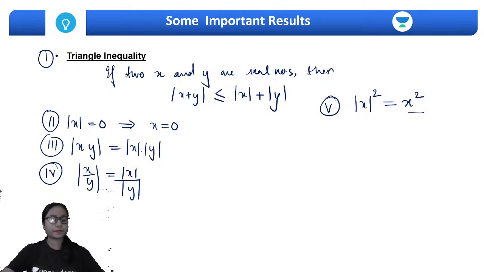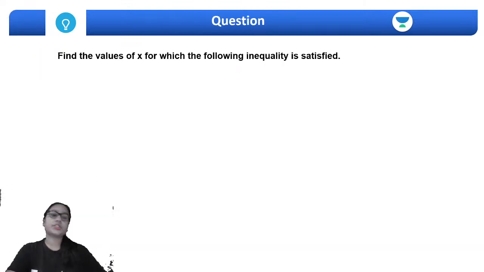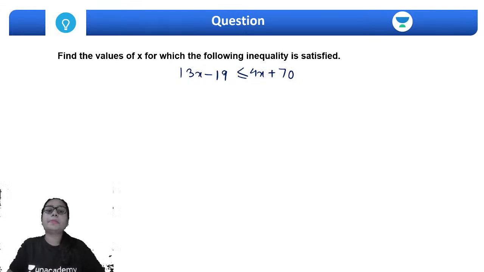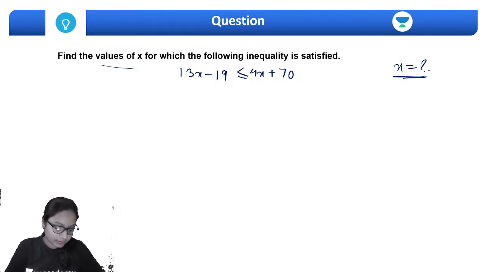Now let's move on to some questions. I'm going to give you an inequality and you have to find the values of x for which that inequality is satisfied. The inequality is 13x minus 19 is less than or equal to 4x plus 70. Please find the set of values of x. Please solve and tell me the answer.